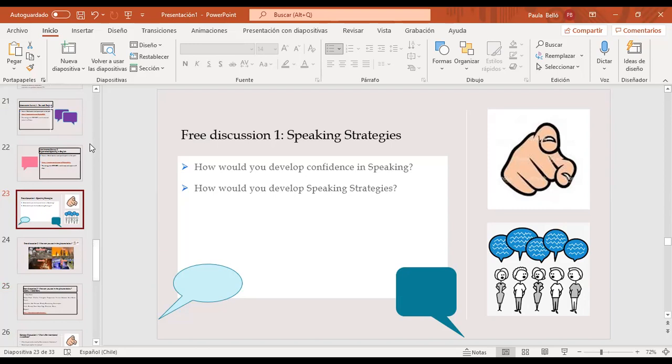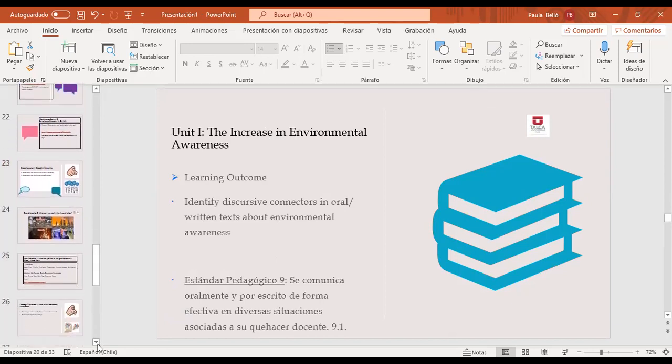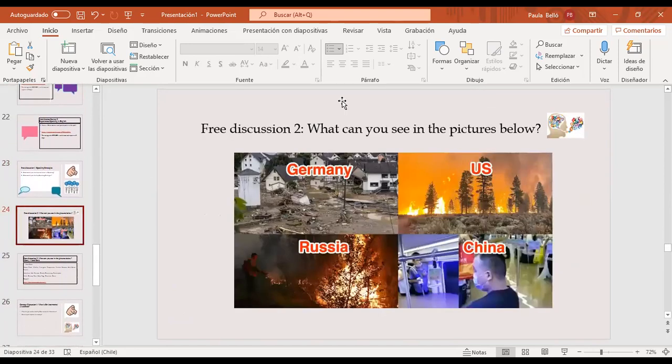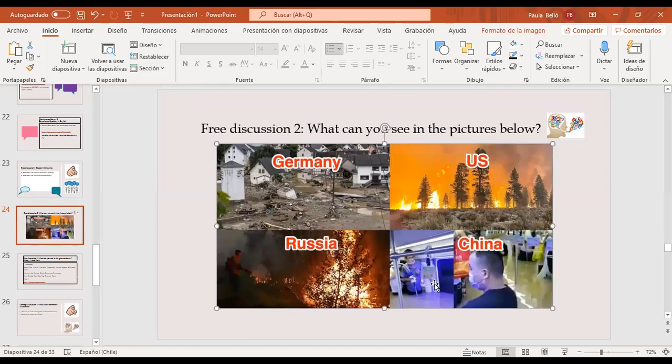But now, going to our topic of the unit, environmental awareness, this is an important concept that we need to clarify, and that is what you're going to work with this morning. So, free discussion. What can you see in the pictures below? We have been looking at this on TV, on the internet, and in the papers.